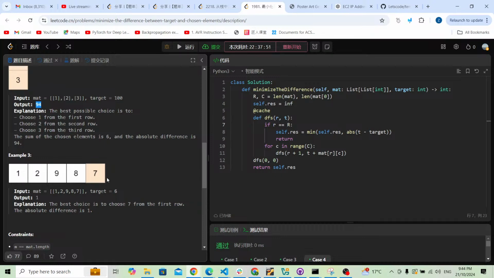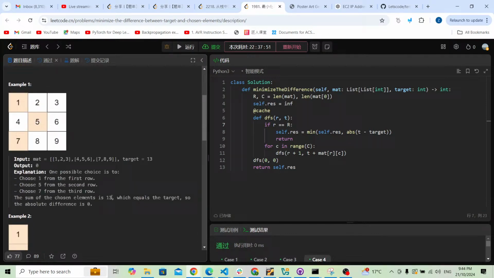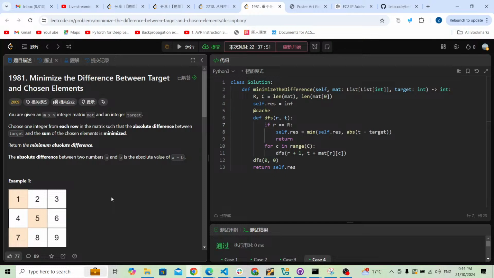And for this one, because the target is 6, we're going to choose a 7 instead of 8 or 2, because 7 minus 6 is going to be 1, and this is going to be the minimum. Yeah. So how can we choose this? How can we solve this problem?